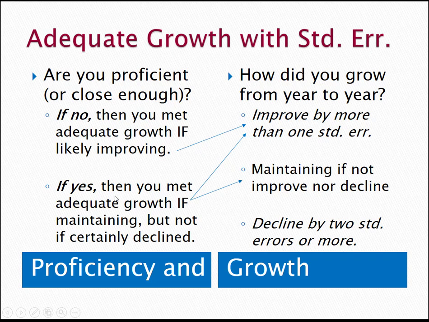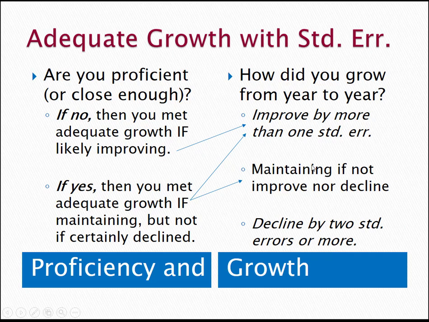If the student was proficient, or at least close enough, of course they met adequate growth if they continued to improve, but we're going to allow them to meet adequate growth as long as they maintained a reasonable level as well. The only way we would not count them is if they certainly declined. But instead of looking at only 1 standard error, in terms of declining, they had to decline more than 2 standard errors for us to not count them as meeting adequate growth.